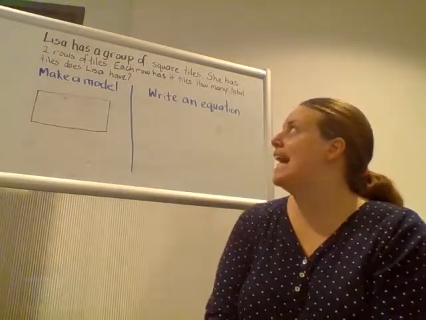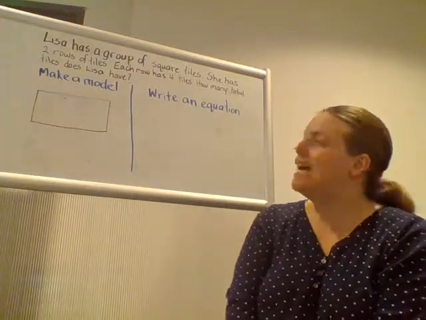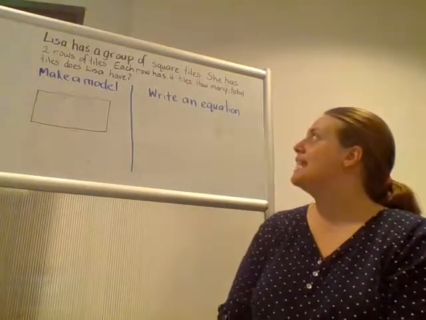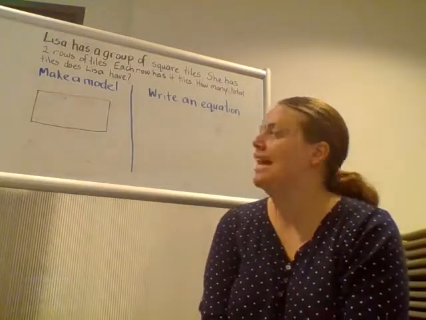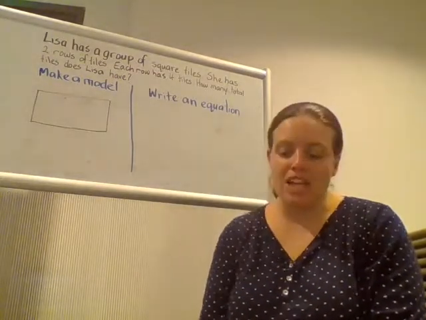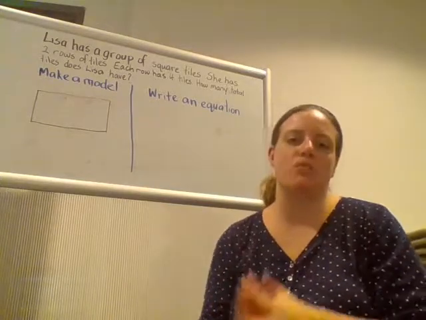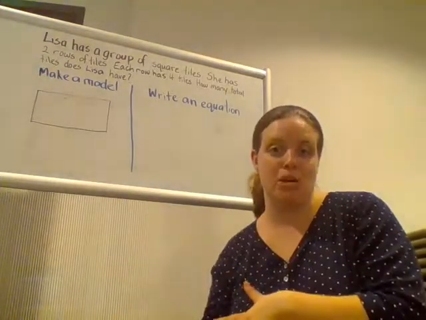So, Lisa has a group of square tiles. She has 2 rows of tiles. Each row has 4 tiles. How many total tiles does Lisa have? So, the first thing that you want to do is you want to make a model.